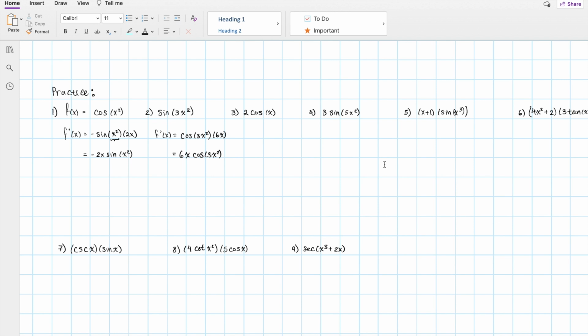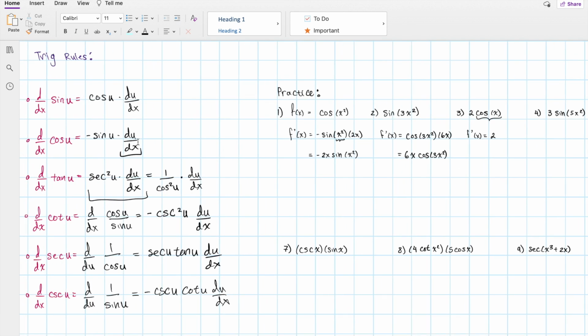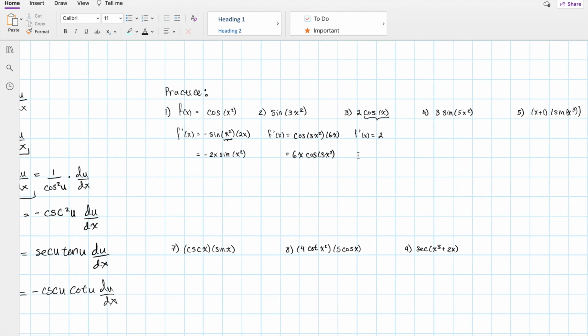Okay, question 3. f prime of x. Well, this is a constant multiple rule, right? Which tells us that we can just put the 2 at the front and then just take the derivative of this function here, cosine of x. And we know the derivative of cosine of x, using our rules, is negative sine x. So, negative sine of x.